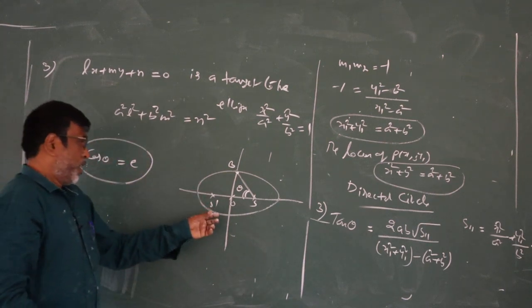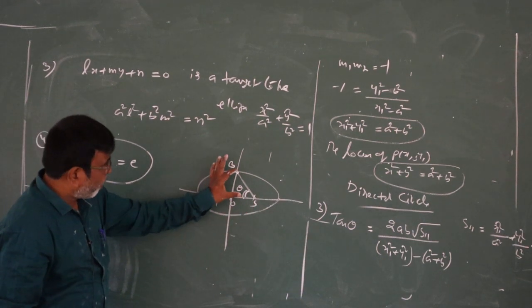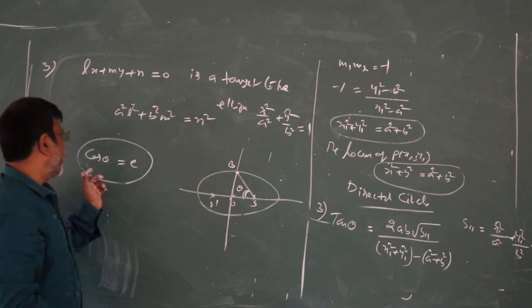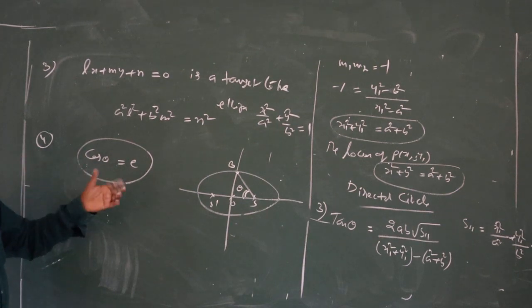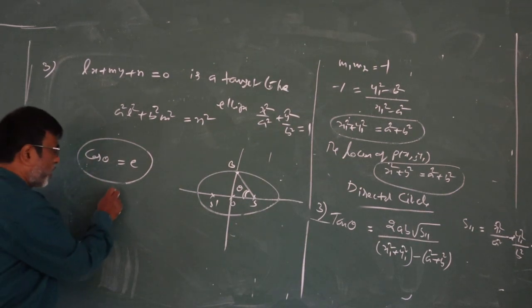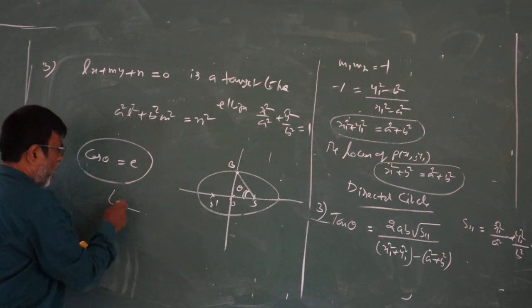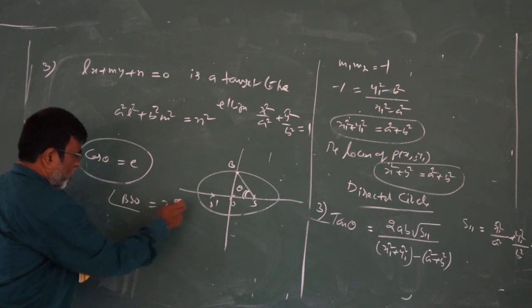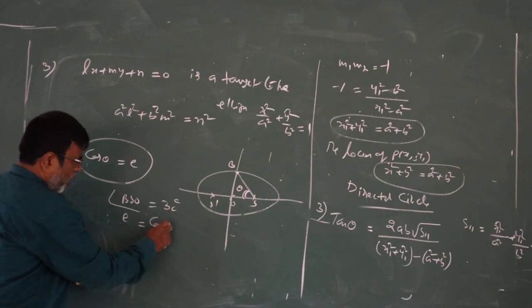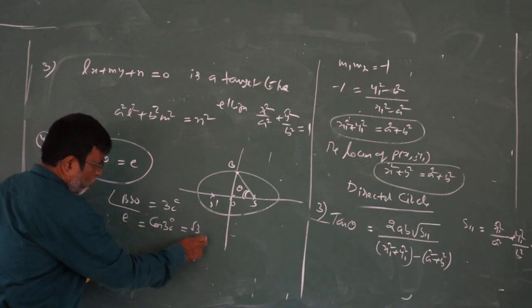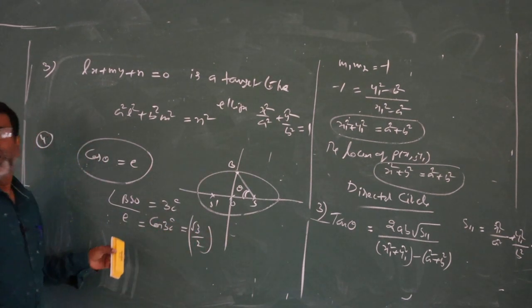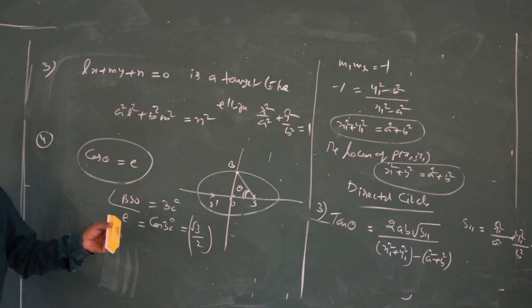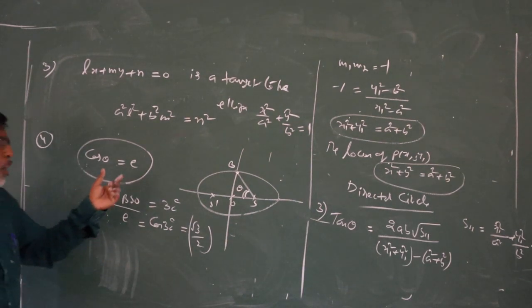Suppose OS makes an angle theta with BS, then cos theta is the eccentricity. Suppose the question asks like this: angle BSO equal to 30 degrees, then e equals cos 30 degrees, which is root 3 by 2. This is the shortcut formula. We have to solve that.